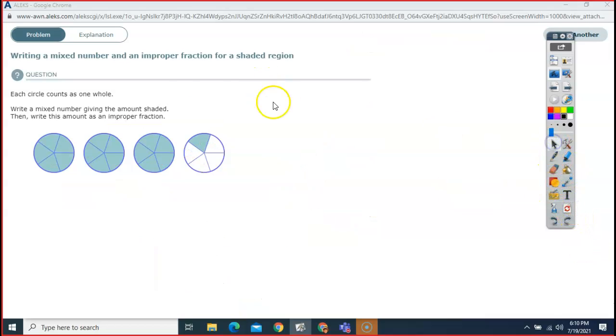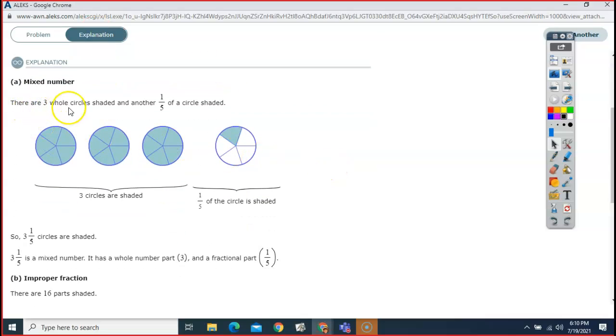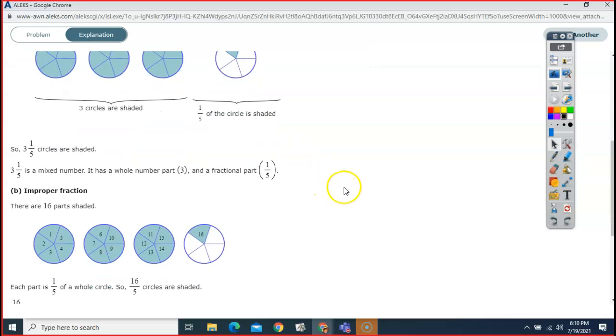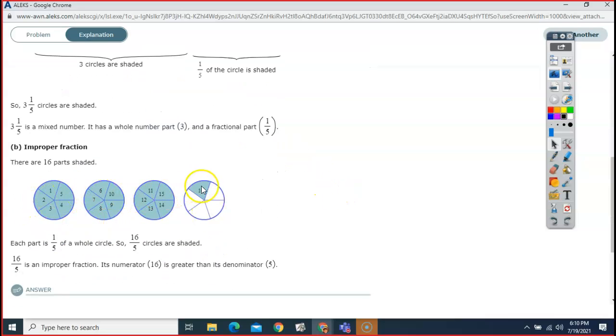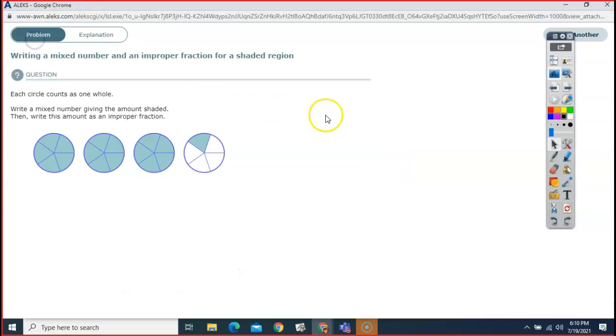They show you in the explanation that there are 3 wholes and 1 out of 5. So they did the same thing I did. Then here they just counted them up separately. And since they are all cut into 5 pieces, the way that it's cut is always going to be your bottom number.